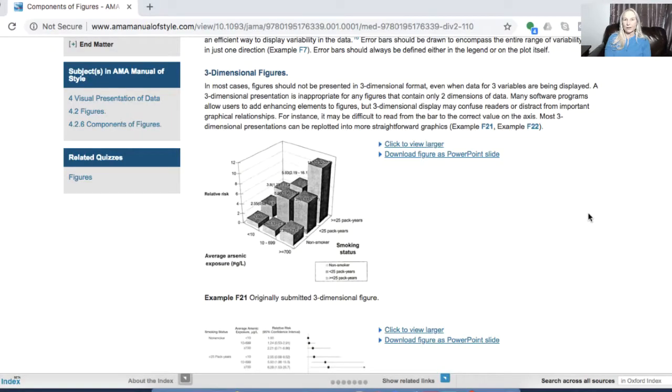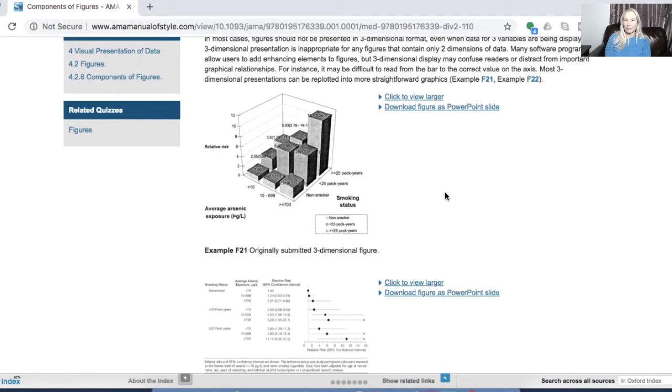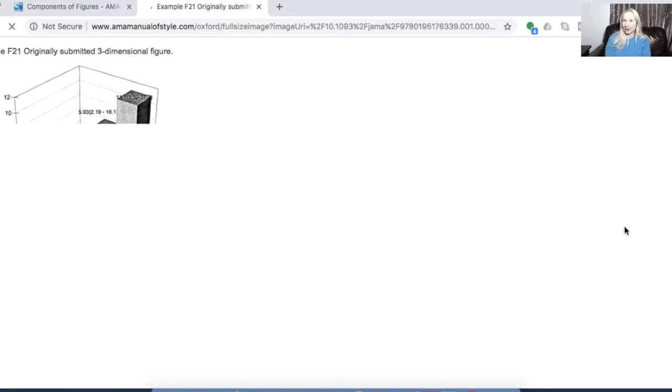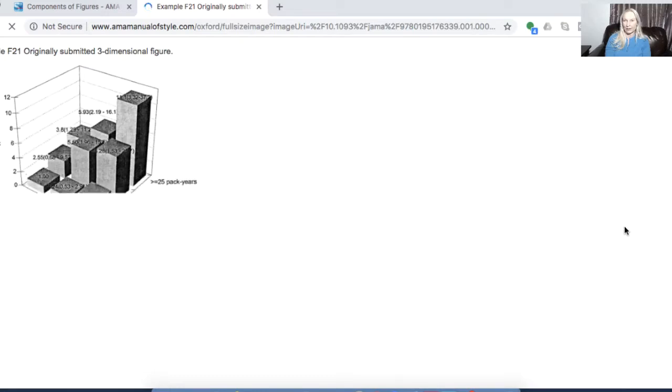In most cases, figures should not be presented in a 3-dimensional way, which is an option for some word processing programs, and it's not helpful. It's very confusing to look at data that way.